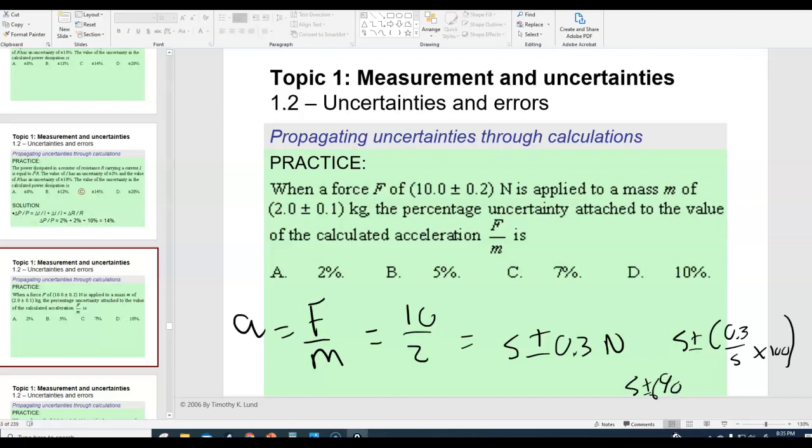That would be absolutely not correct. Okay, do not do that. That is not following the uncertainty calculation guidelines. That is not what you should do. Okay, here is the correct way to do this.